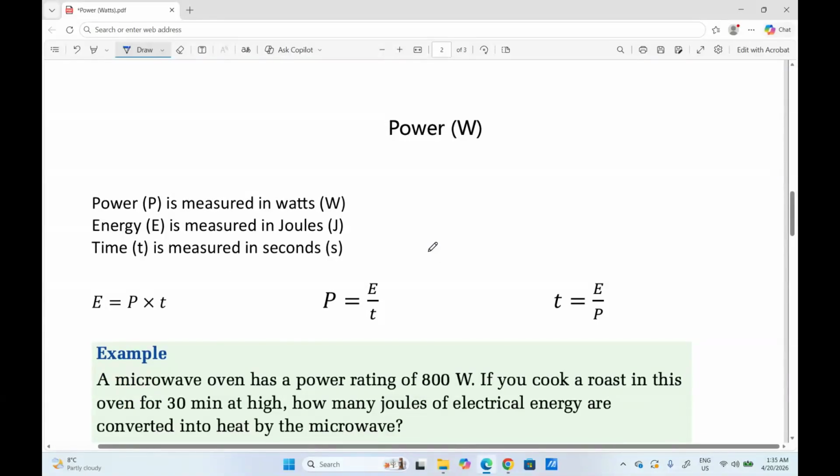Okay, now let's move on to another example of how we can calculate for power. In this case here, power can be calculated by taking my energy, which is measured in joules, and dividing it by my time, which is measured in seconds. And of course, I can also rearrange this formula to calculate for energy if I have power and time, and to calculate for time if I have energy and power.